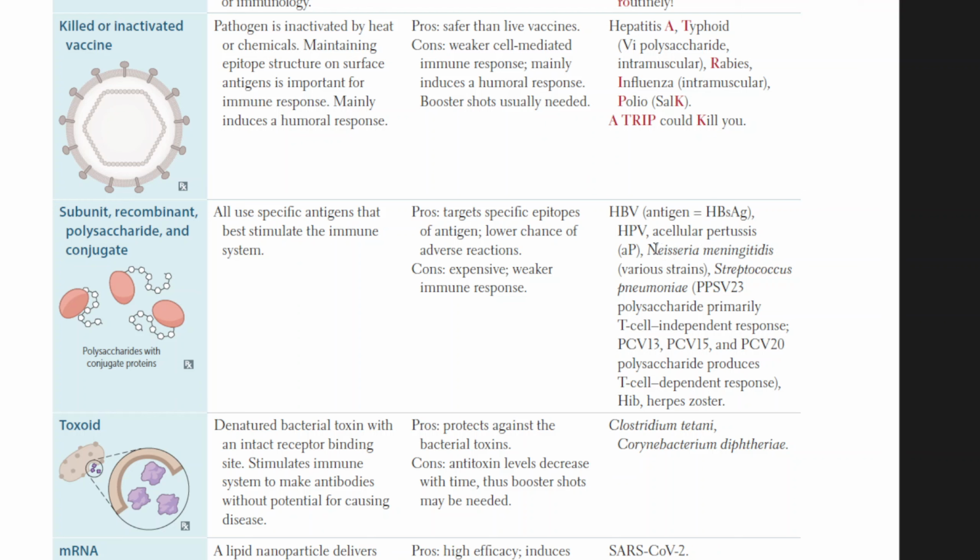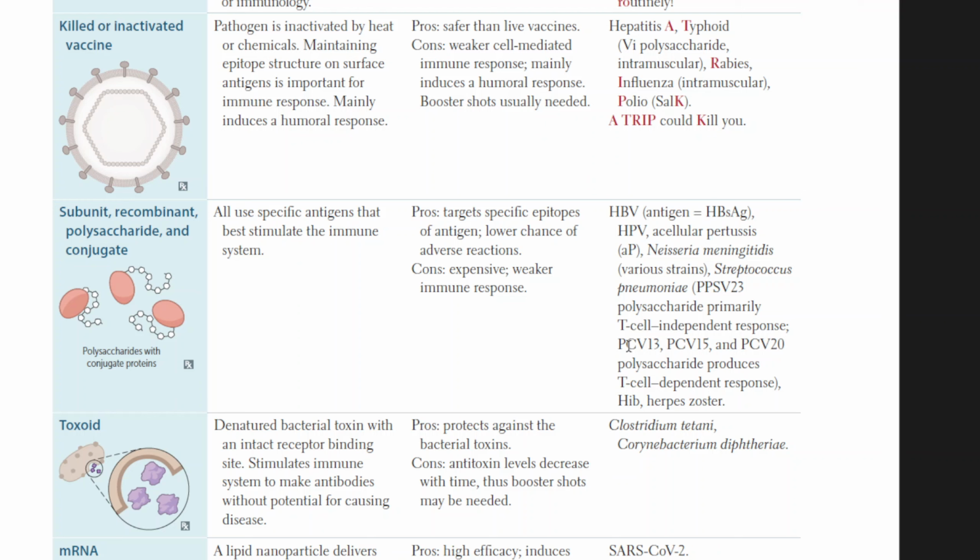We have the Neisseria meningitidis vaccine, with various strains. We have the vaccine for Streptococcus pneumoniae called PPSV23. It's polysaccharide, primarily a T-cell independent response. We have the PCV13, the PCV15, and the PCV20. They are polysaccharide conjugates that produce a T-cell dependent response.